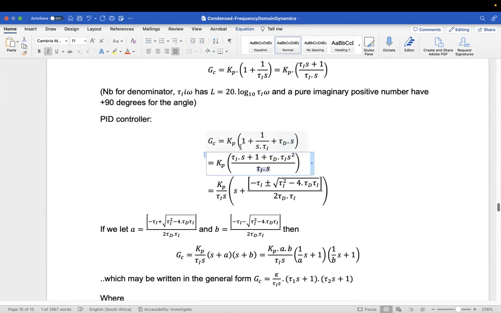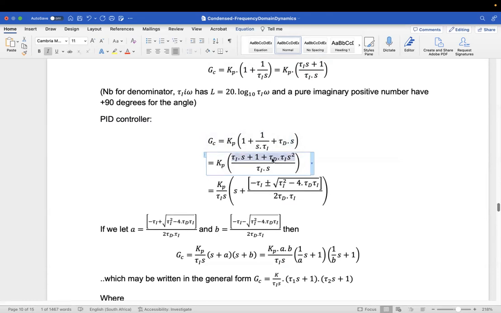So from the 1 here, we'll have a tau I s to keep it as 1. Then this one has a 1 in the numerator, so we keep the 1 here. And then for tau d s, to take that into the numerator space, we will need to multiply by the denominator. So we'll get here tau d tau I, and then an extra s, so that gives us an s squared. And then we can recognize that this is a quadratic expression, and so we can factorize this.